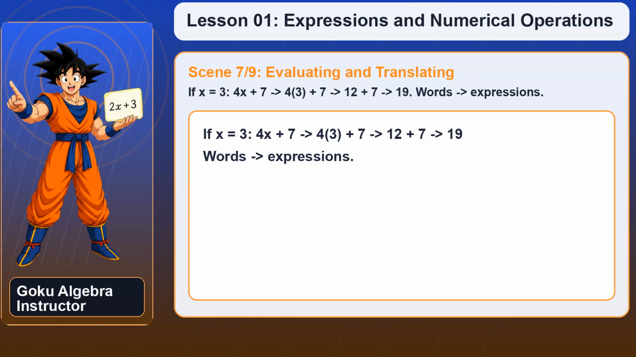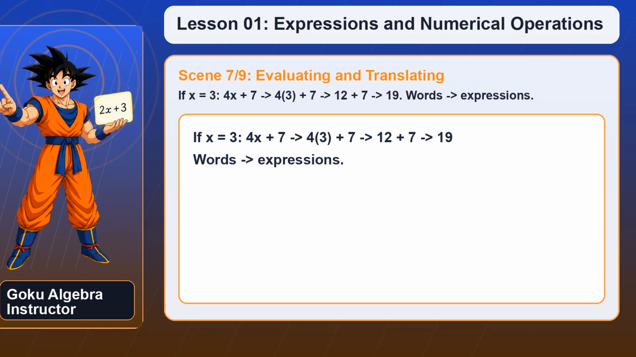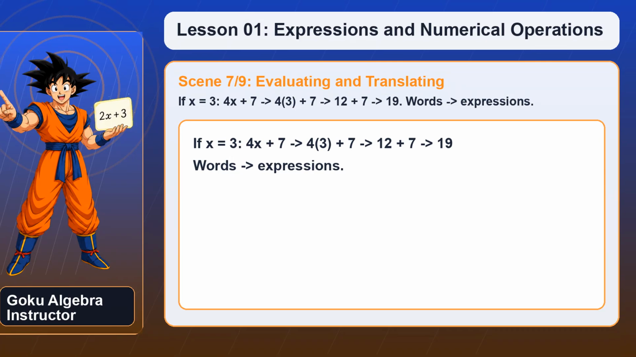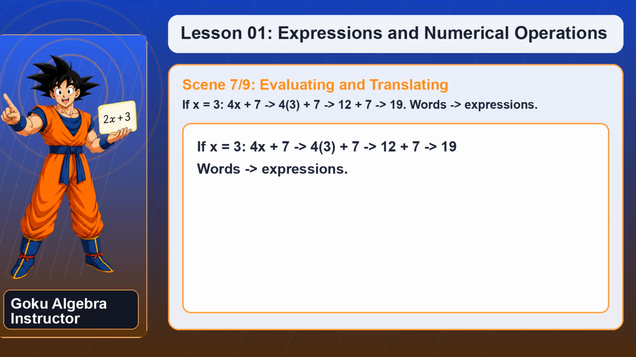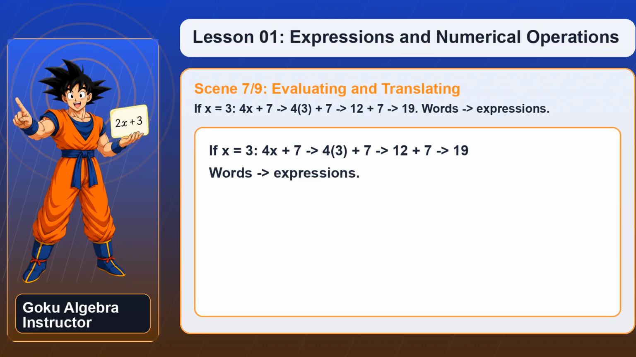To evaluate an expression, replace the variable with a number, then follow the order of operations. If x equals 3, the expression 4x plus 7 becomes 4 times 3 plus 7. Multiplication happens first, so it becomes 12 plus 7, which is 19.